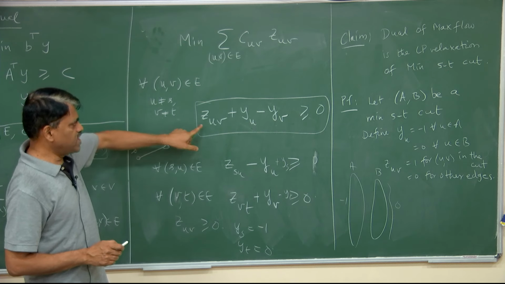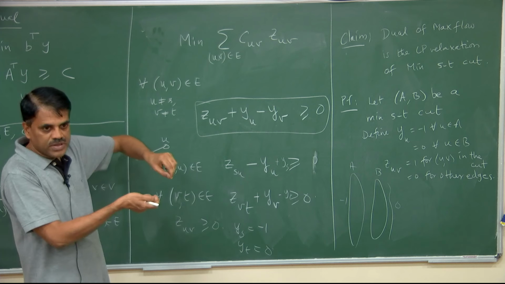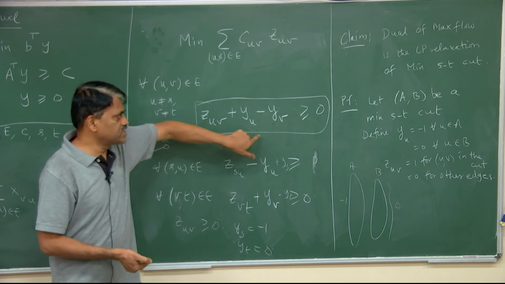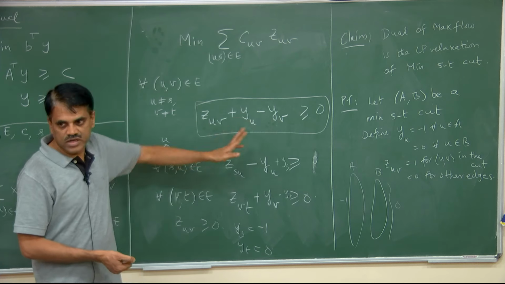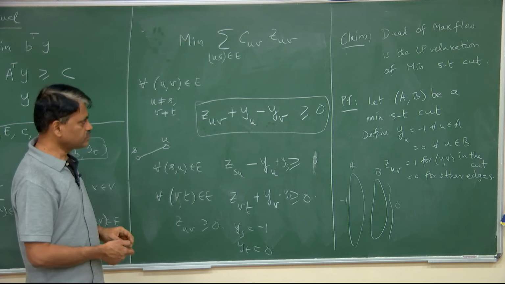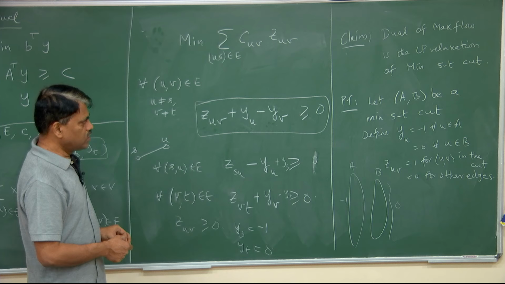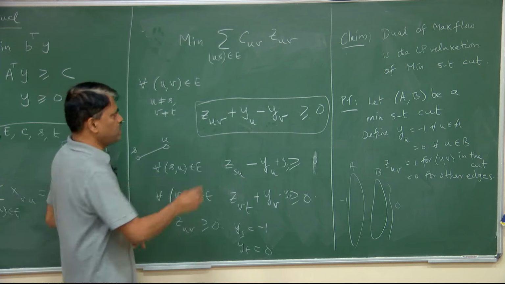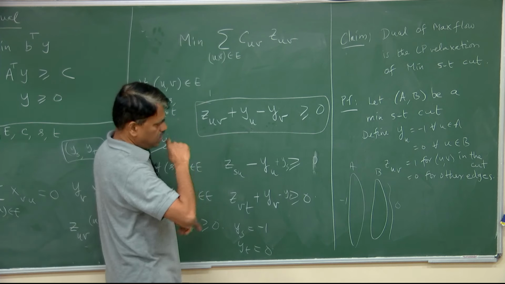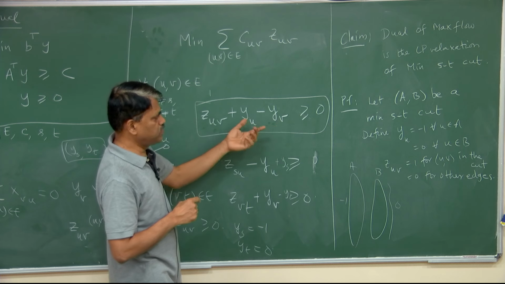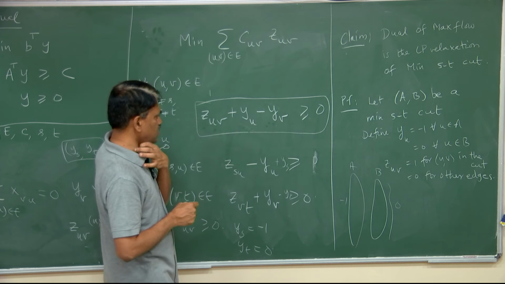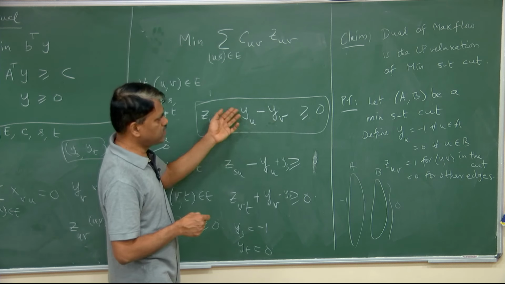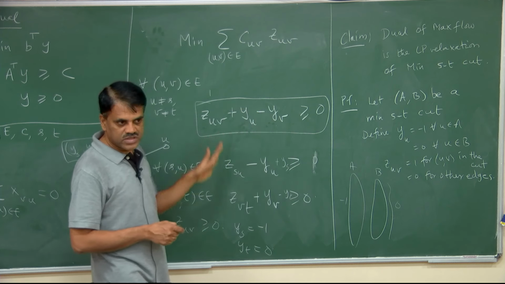So if you have an edge inside A or inside B, ZUV is 0, and both of these get the same value, so they cancel out. It will be equal to 0. And if you have an edge across, ZUV would be 1, and this difference would be minus 1, because one of them would be minus 1 and the other would be 0, so 1 minus 1 will be 0. So all these constraints are satisfied.